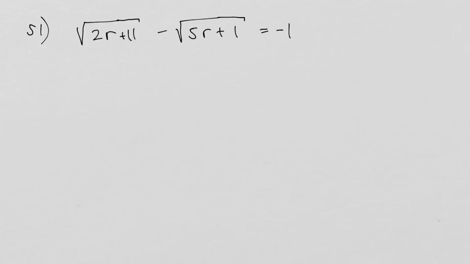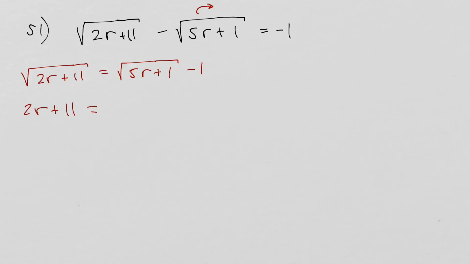Okay, here we go. We're going to separate the radicals, one on each side, by moving this over. And I'm going to end up with the square root of 2r plus 11 is equal to the square root of 5r plus 1 minus 1. And now I'm going to square both sides. When I square the left, I get 2r plus 11.